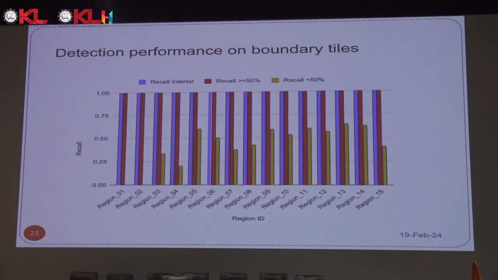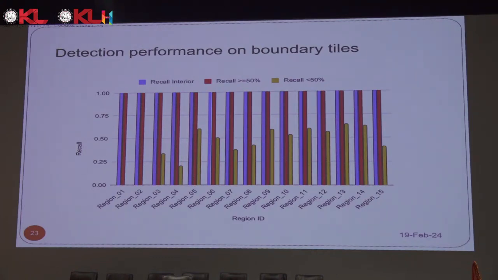So this is detection performance on boundary tiles. Again, as we said, it was not performing well on boundary tiles. We tried to categorize the data set based on boundary, and we found that one category is completely within the tile, 100% necrosis, and the other is partial necrosis.